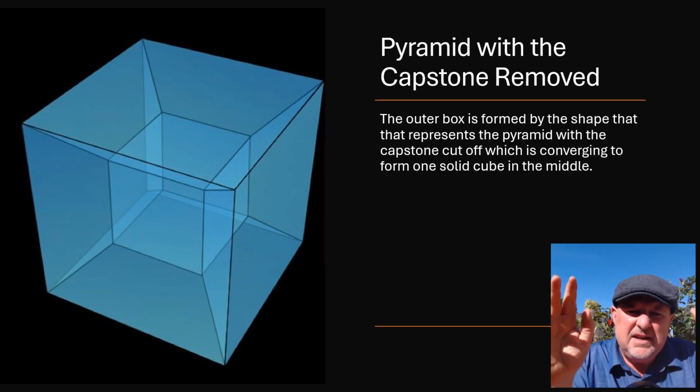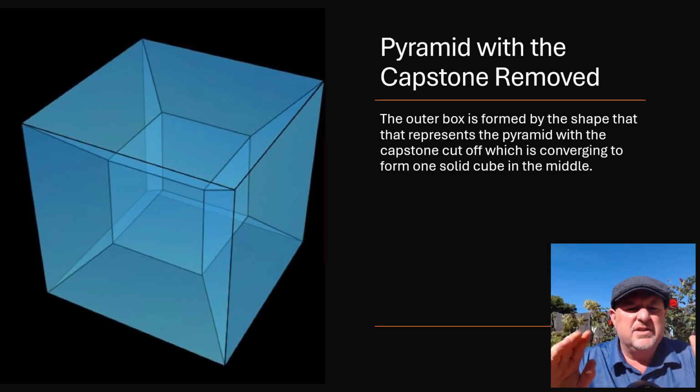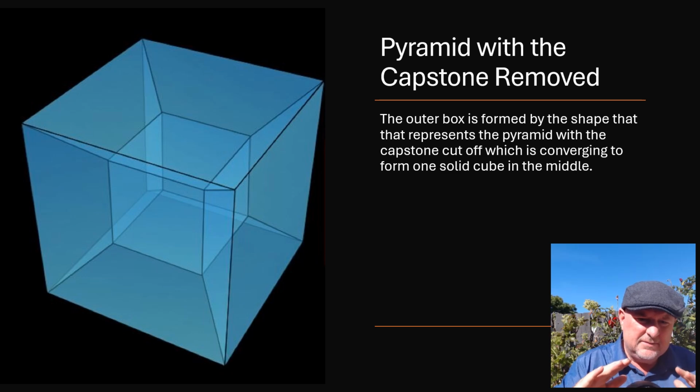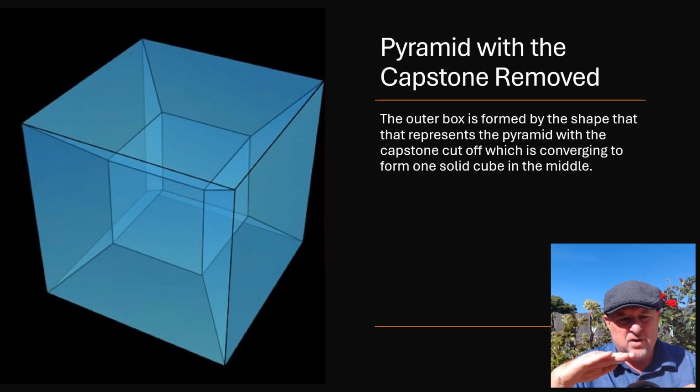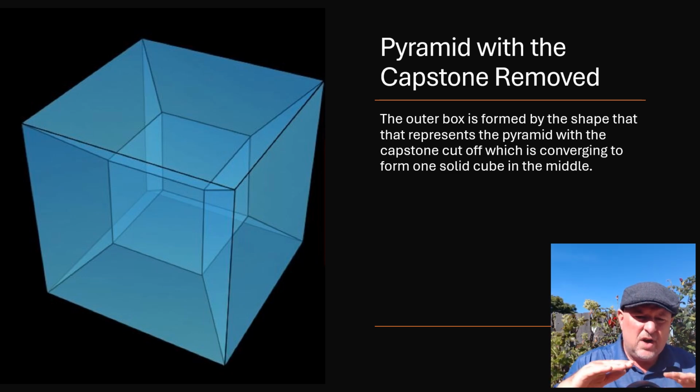Now, what does this mean in occult terms? What I've shown here is a two-dimensional projection. Basically it looks like a pyramid with its capstone missing or cut off. If we take each one of the 6 sides of that cube to be a pyramid with a square base, we will see that all the apexes of the pyramid have been cut off or are missing, and there is a small cube in the middle. The pyramids with the capstone cut off converge to form one solid cube in the middle.